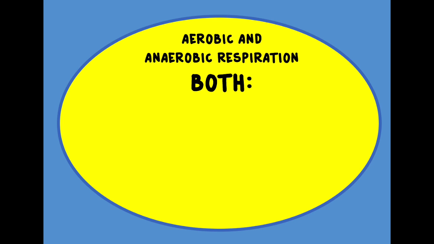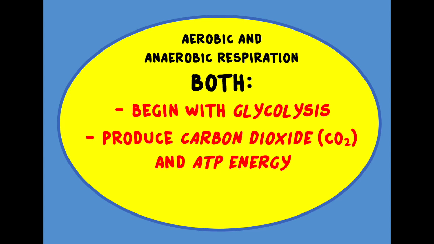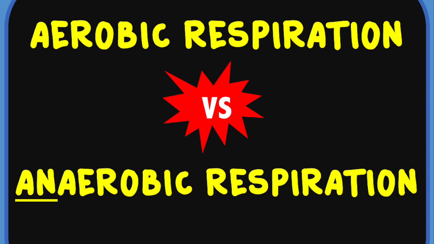The two types of respiration are similar in that both aerobic and anaerobic respiration begin with glycolysis in the cytoplasm, and both produce carbon dioxide and ATP. There are a couple of key differences between the two types of cellular respiration. Let's look at aerobic respiration first.